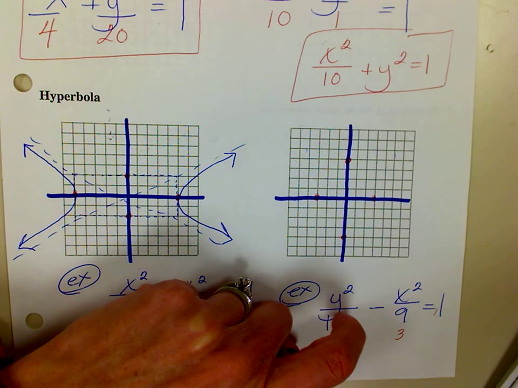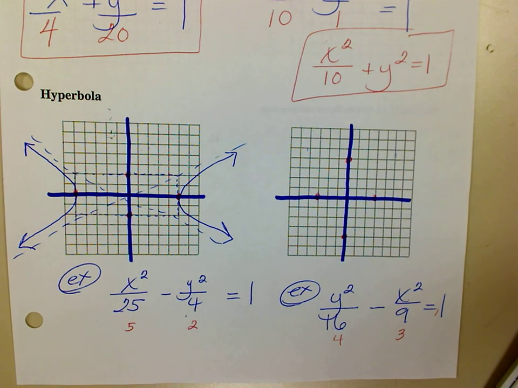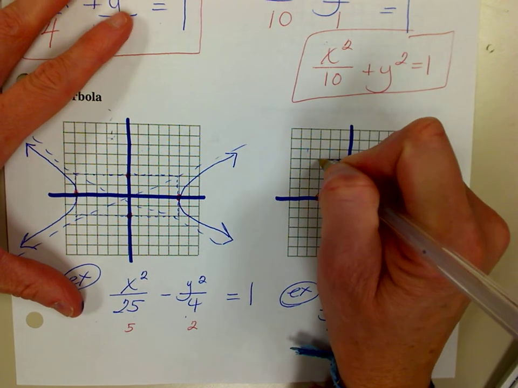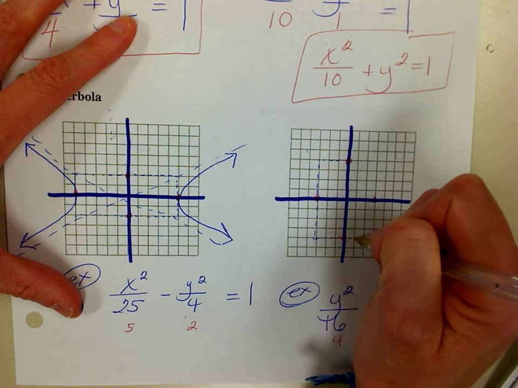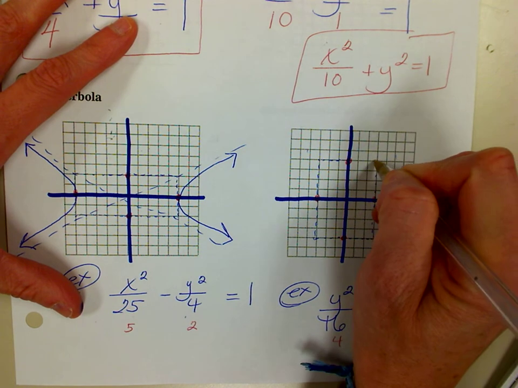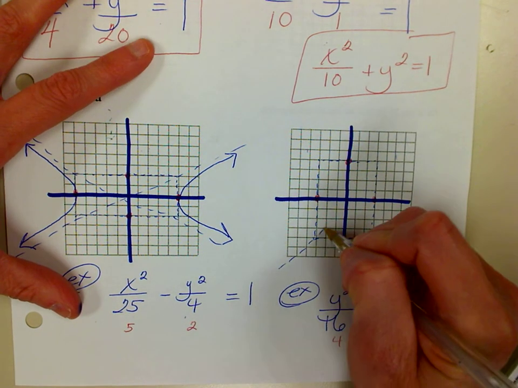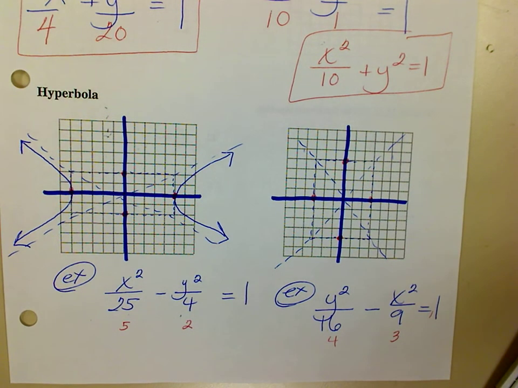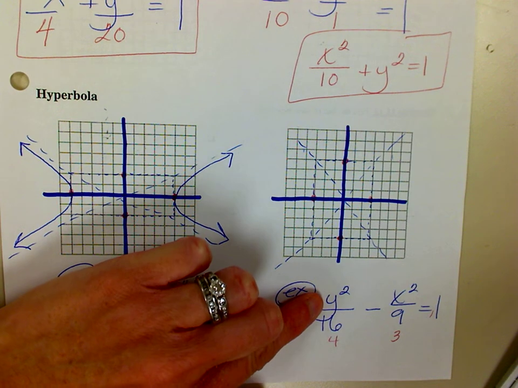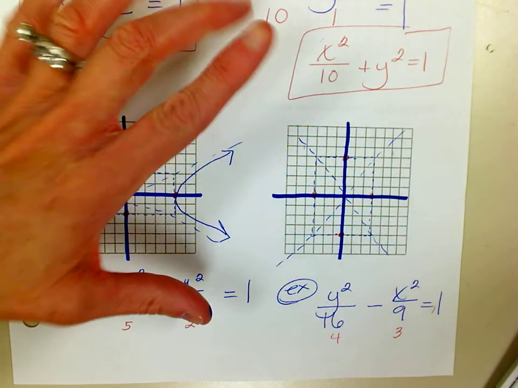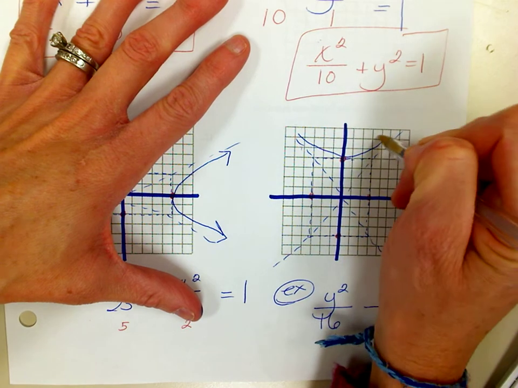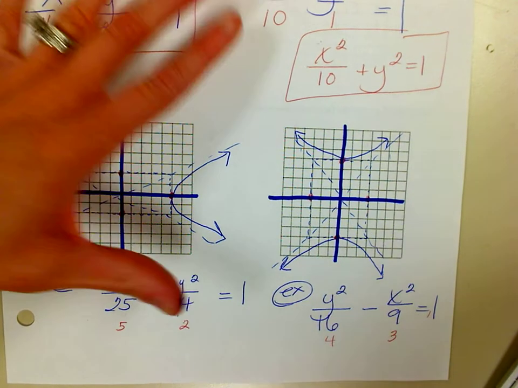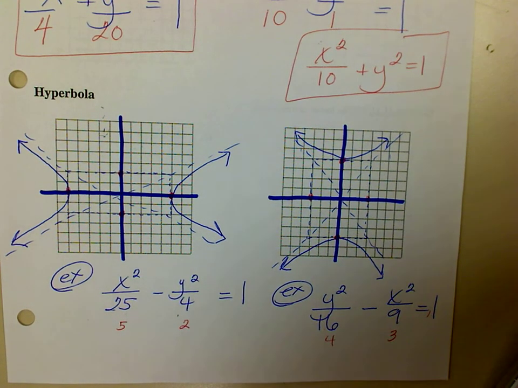If this was plus, it would be an ellipse, and I could just go ahead and connect it. But since it's minus, it's a hyperbola. So I have to graph as exactly as I can. I'm going to draw a dotted box, draw diagonals through the corners of the box. And since y squared is first this time, I want the points that are on the y-axis. And that's how you graph a hyperbola.